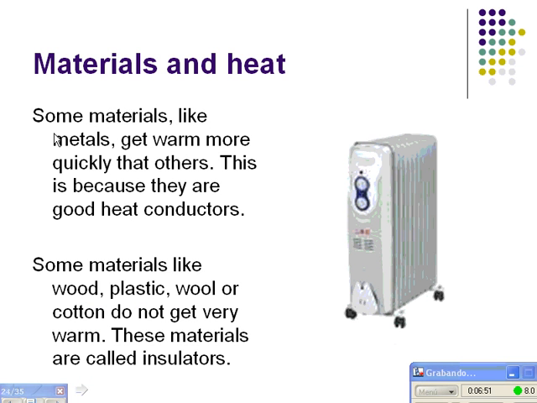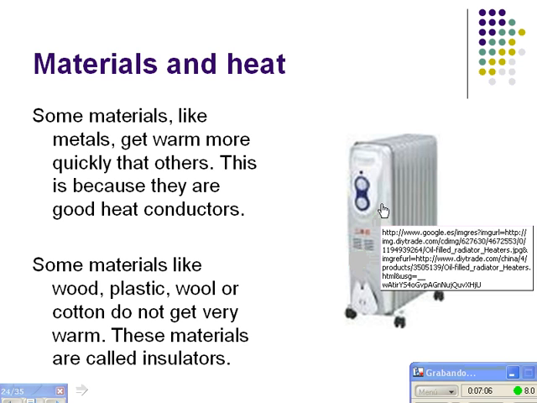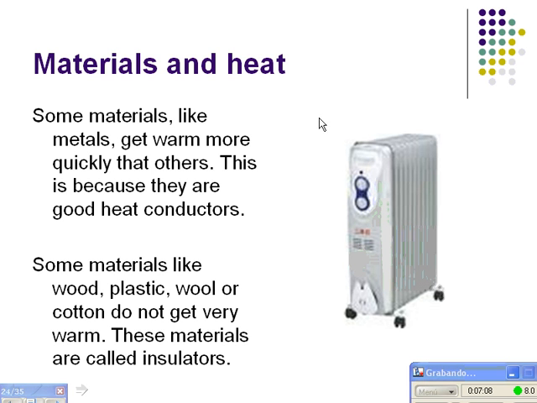Materials and heat. Some materials, like metals, get warm more quickly than others. This is because they are good heat conductors. So this radiator is made out of metal. It gets warm more quickly, so it is a very good heat conductor. Some materials like wood, plastic, wool, or cotton do not get very warm. These materials are called insulators.